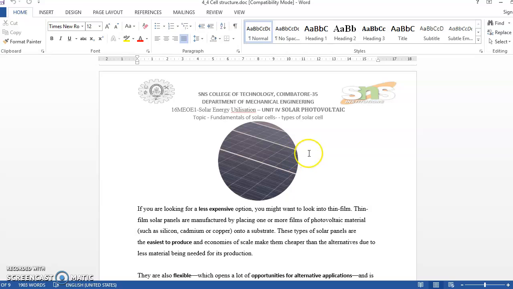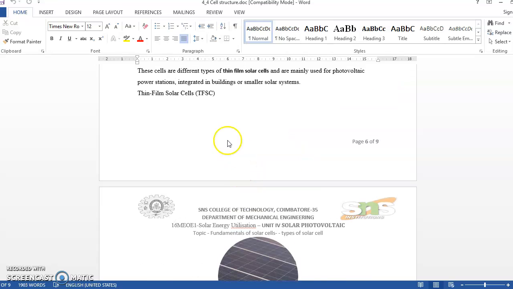if you want it for a very short period, and you think the installation may change, that you may transfer the house or the place where you are installing this panel, you may transport it. Usually you change it periodically from one place to another place. You can think about the thin film solar cells, TFSC.